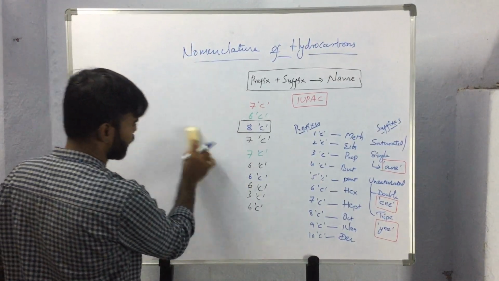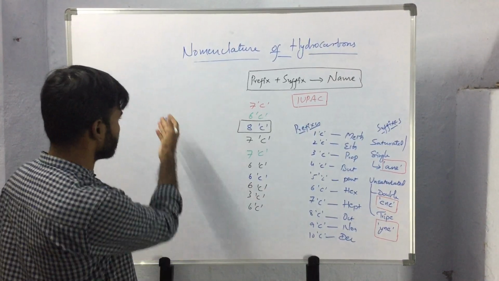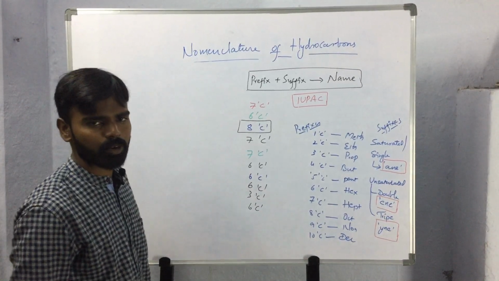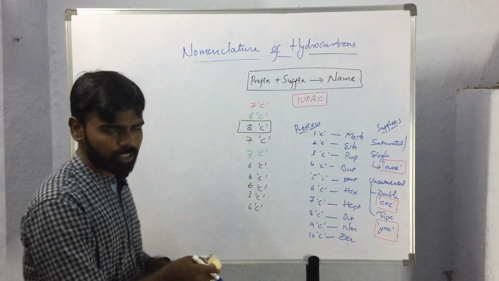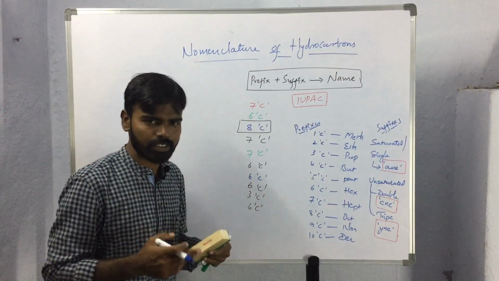Like this we will be naming the straight chain and branched chain saturated hydrocarbons, and we have seen how unsaturated branched chain hydrocarbons are classified. Regarding the nomenclature of these unsaturated branched chain hydrocarbons, we will discuss in the next video.